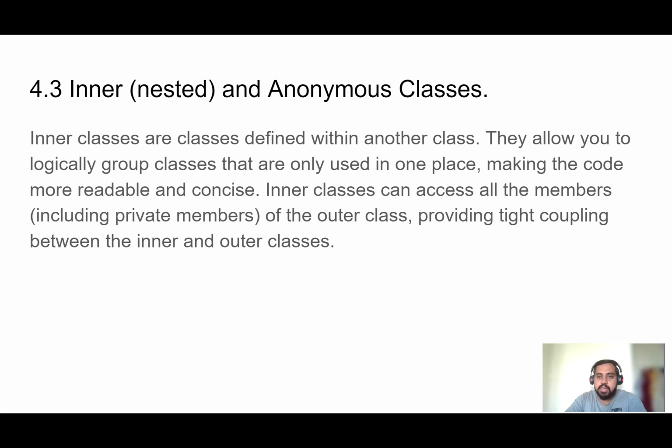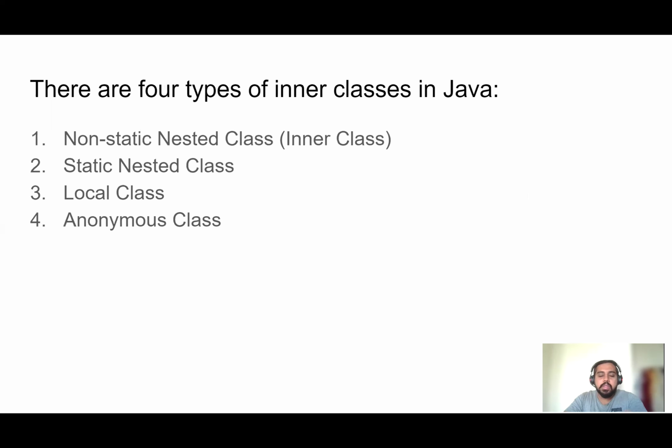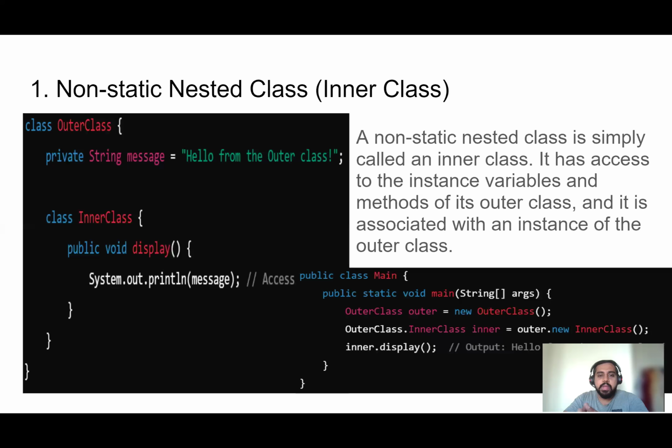So let's see what types of inner classes we have. There are four types of inner classes in Java. First is the non-static nested class or inner class, then a static nested class, local class, and anonymous class. We'll see them one by one. What do you mean by non-static nested class?